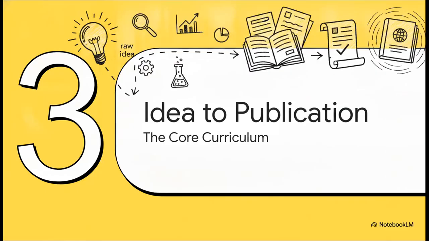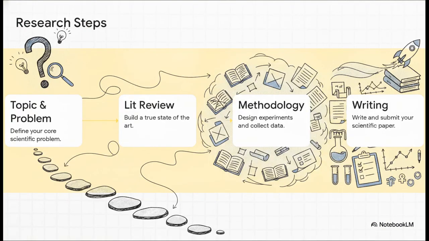All right, let's shift to Section 3, from idea to publication. This is the core curriculum. This is basically your map out of the academic wilderness, laid out chronologically. Step 1 is locking in a relevant topic and defining your core problem. Step 2, the deep dive into the literature review.